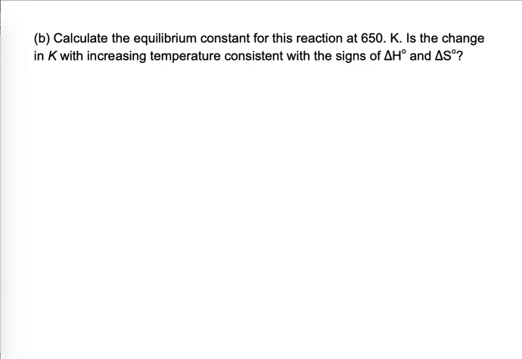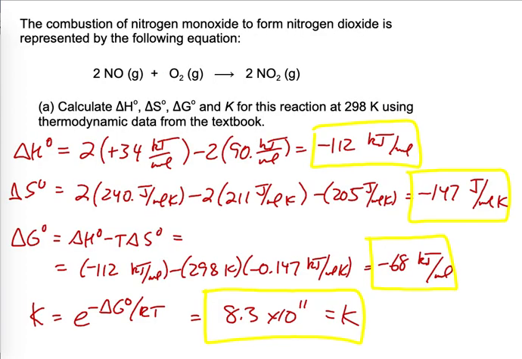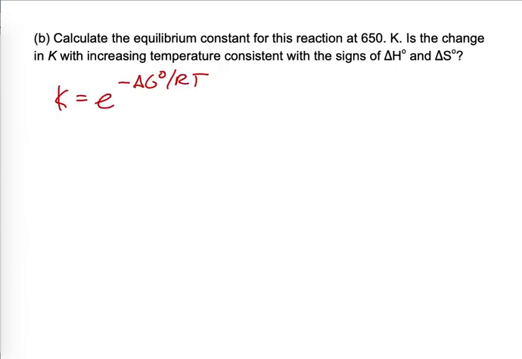You might be tempted simply to say K equals e to the negative delta G naught over RT, plug in the delta G naught we calculated at the previous temperature, in the previous problem, and then plug in 650 Kelvin for temperature. Don't do it. That's wrong. The delta G naught we calculated in the previous problem, namely negative 68 kilojoules per mole, is a function of temperature. That is the value of delta G naught at 298 Kelvin. At 650 Kelvin, it's going to have a different value.